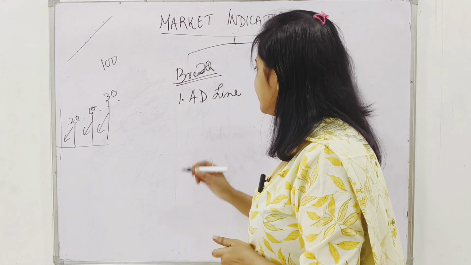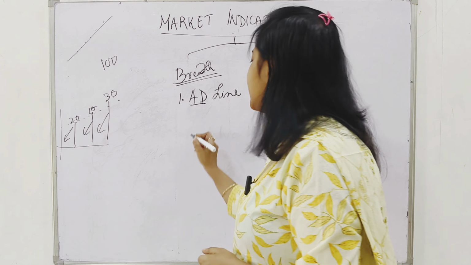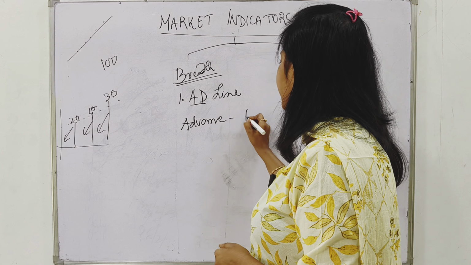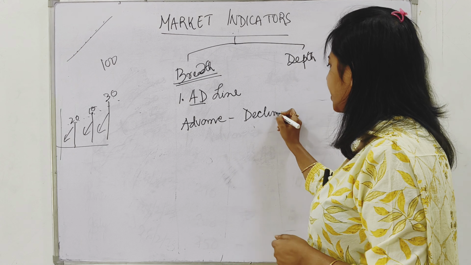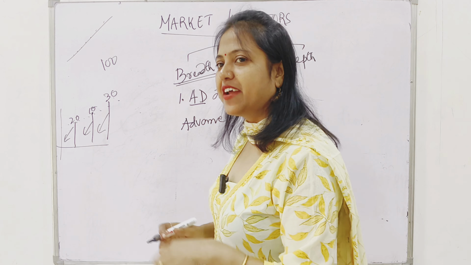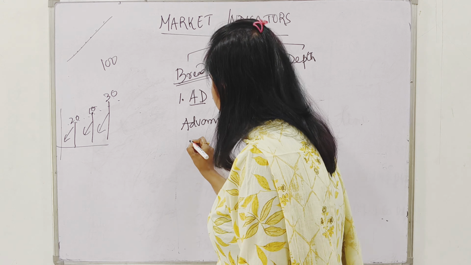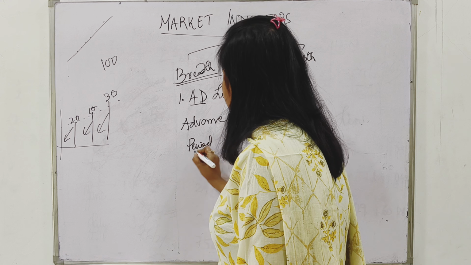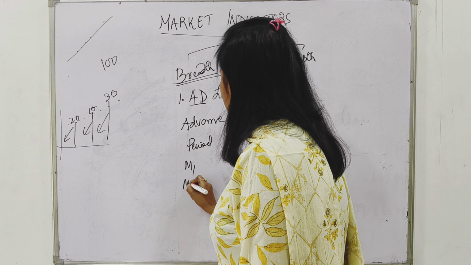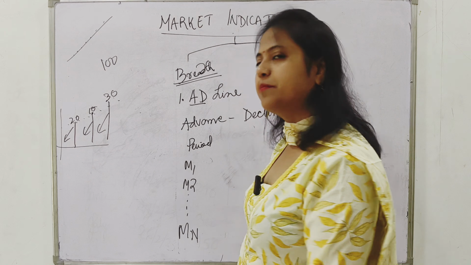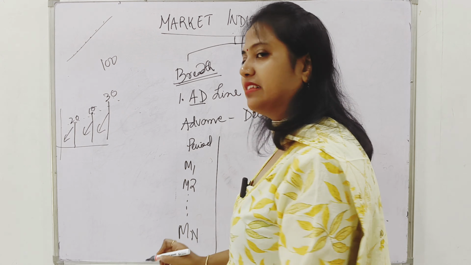Okay, so let's understand what's the full form of AD. AD means advance and decline. D means decline. Okay, so advance decline line. Very simple concept. Advance decline line means what we are going to take. We are going to take the period. Suppose I am talking about, say, month 1, month 2, or it could be day 1, day 2, and this way I take n number of days, or n number of months.